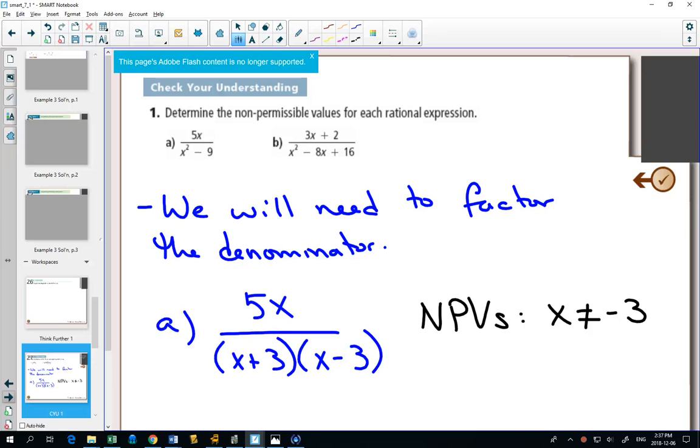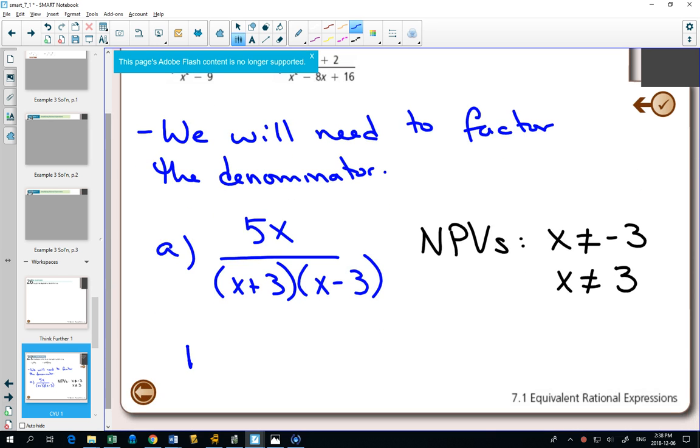If we look at the second factor, x minus 3, what would make that equal to 0? So x also can't equal 3. And this question has 2 non-permissible values. So can you see how when we solved quadratic equations, we made one side equal to 0 and we factored it? And this is the same idea, except now we don't want the bottom to equal 0, but we still use the same idea of factoring and finding what would make it equal to 0 to determine the non-permissible values.